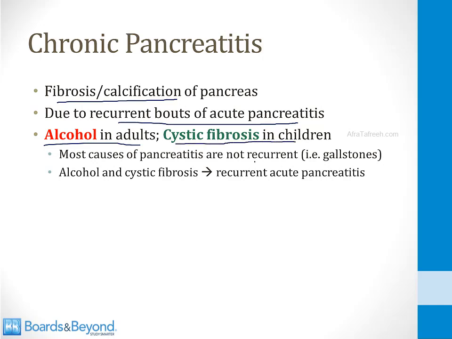Many causes of acute pancreatitis are not recurrent, like gallstones, but alcoholism in adults and cystic fibrosis in children are two causes of acute pancreatitis that recur, and therefore they tend to lead to chronic pancreatitis.